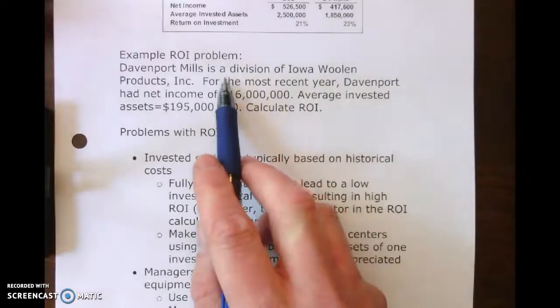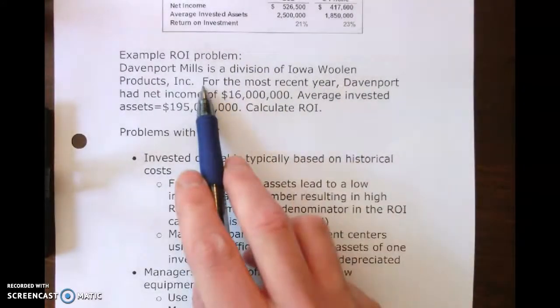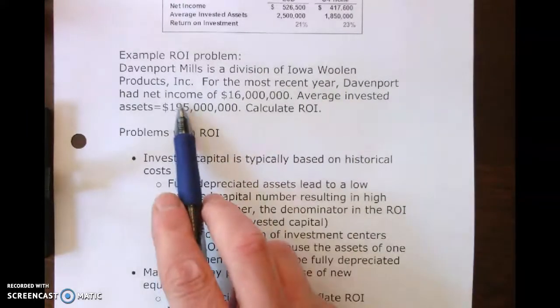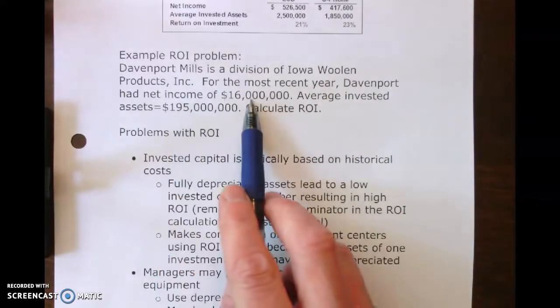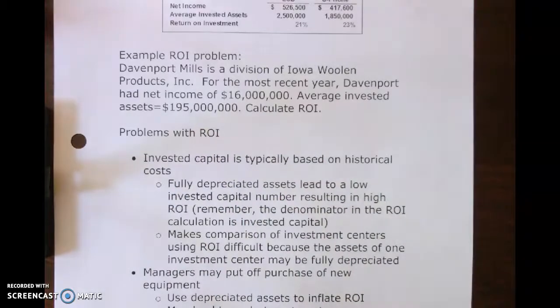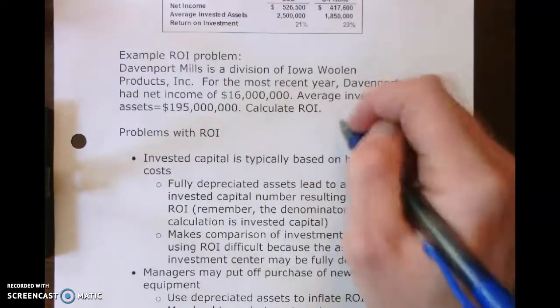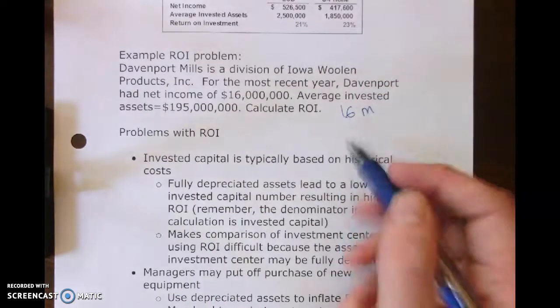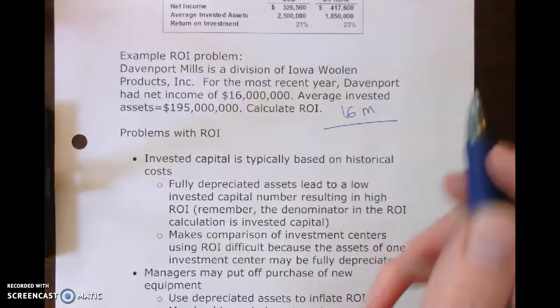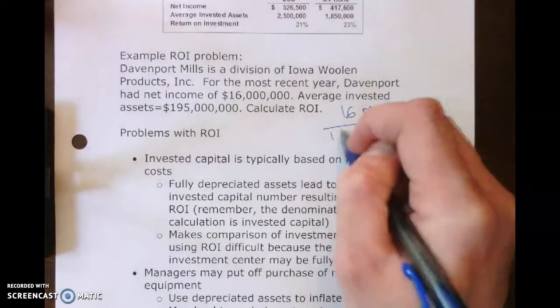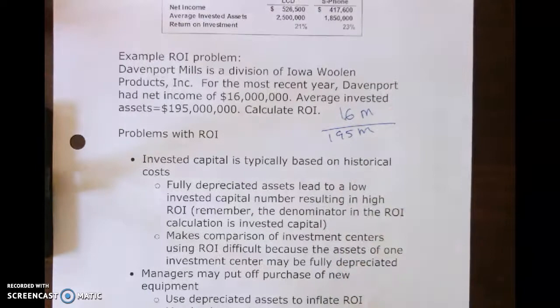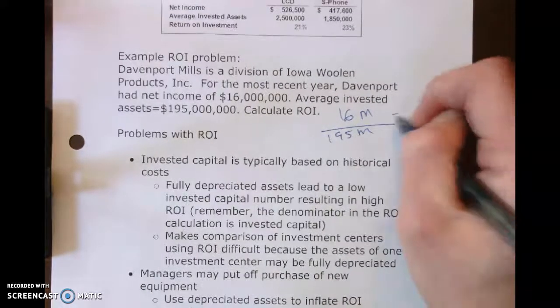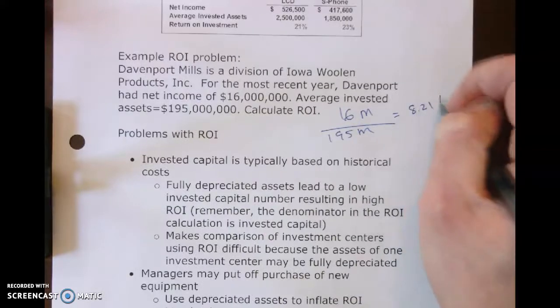Davenport Mills is a division of Iowa Woolen Products. For the most recent year, Davenport had net income of $16 million and average invested assets of $195 million. So when I want to calculate the ratio, I'm just going to simplify things by writing 16 million, rather than writing out the whole number because I'm running out of space, and 195M. When you do the math, 16 million divided by 195 gives you 8.21%.